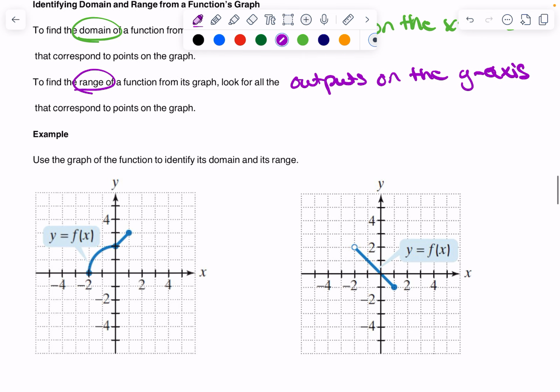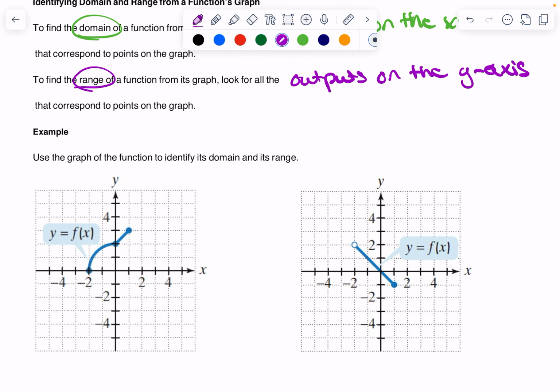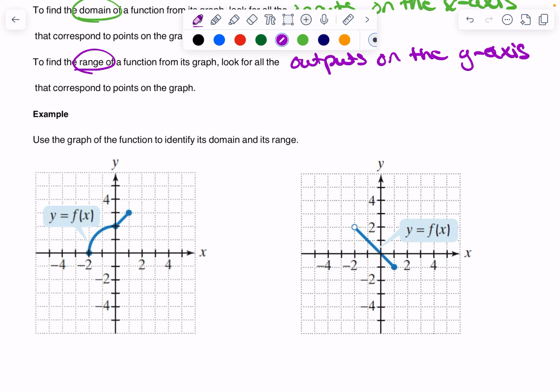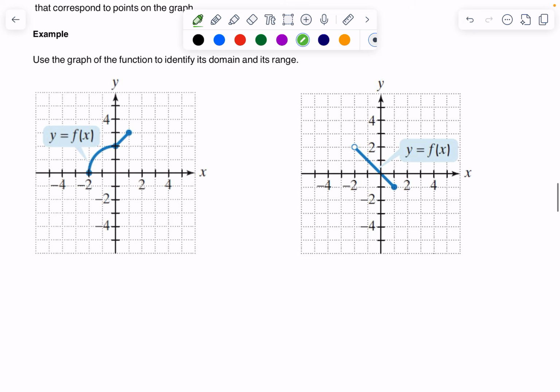Okay, we're going to use the graph of the function to identify its domain and its range. So we're going to start with that left one here. So our domain, again, we're looking at the x. So we're starting with the -2, and we can see that it ends at 1. So this is our domain.